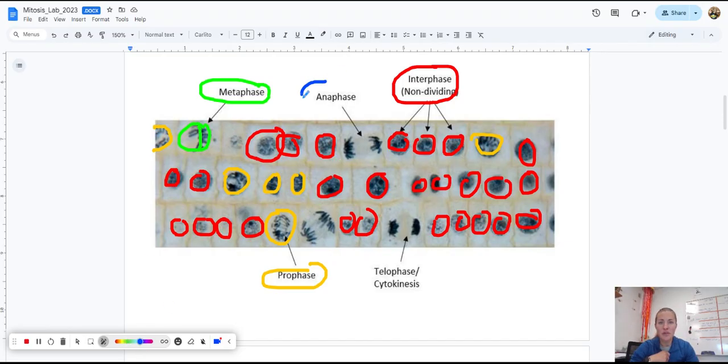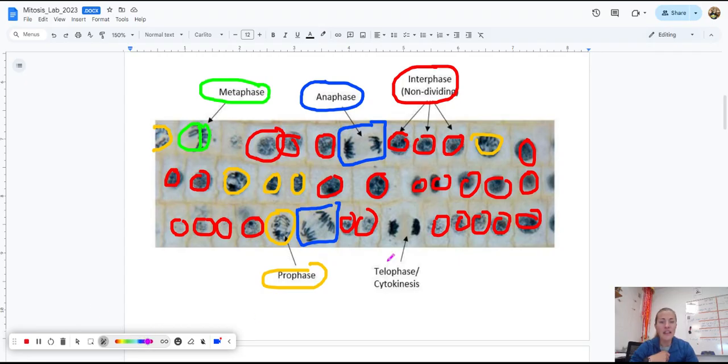The next one would be anaphase. So within this cell, after lining up in a line, some of the chromosomes got pulled to this side of the cell, and some of the chromosomes got pulled to this side of the cell. So down here, this one as well would also be an anaphase.